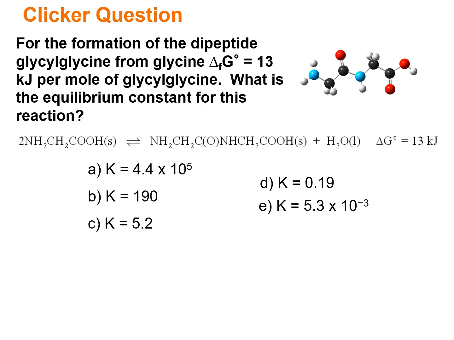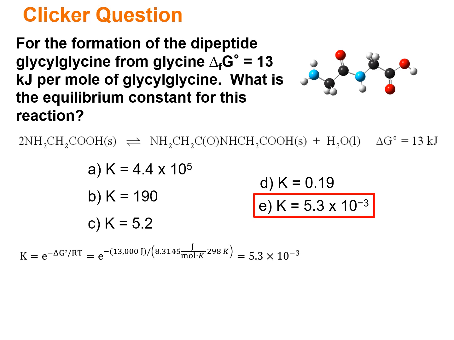So let's look at a problem about the formation of a dipeptide. I'm not even going to try saying that because I am not a biochemist. In any case, it gives us a delta G of formation of 13 kilojoules per mole. It asks, what's the equilibrium constant for this? Again, K equals e to the minus delta G over RT. Plugging in your values, minus 13,000 divided by 8.3145 times 298, we end up with 5.3 times 10 to the minus 3. Which is E in this particular problem.